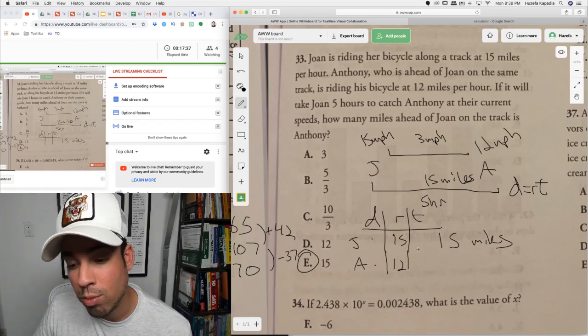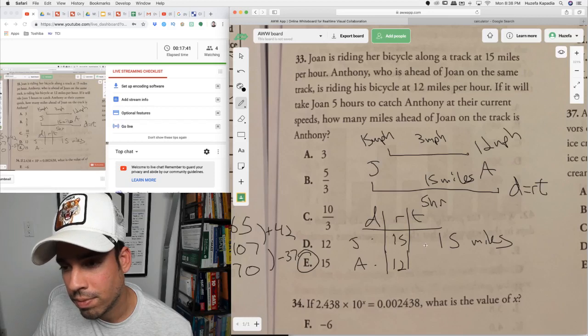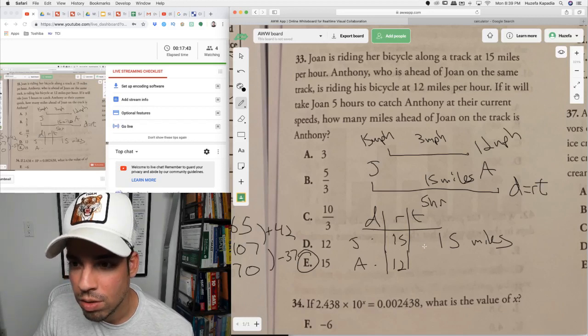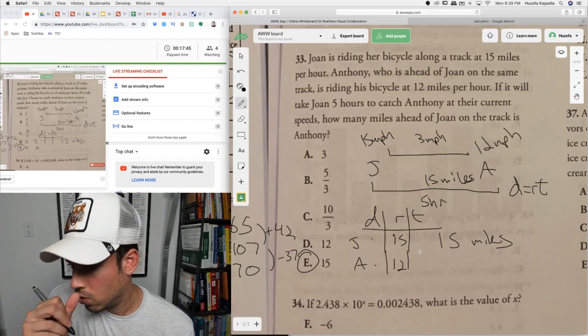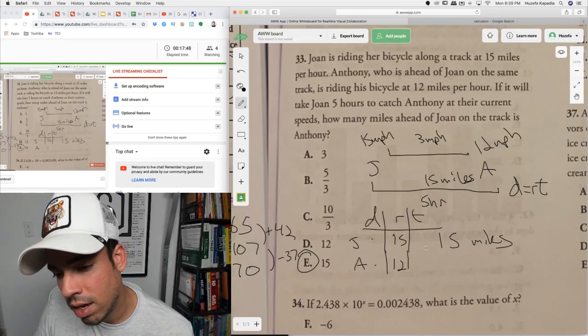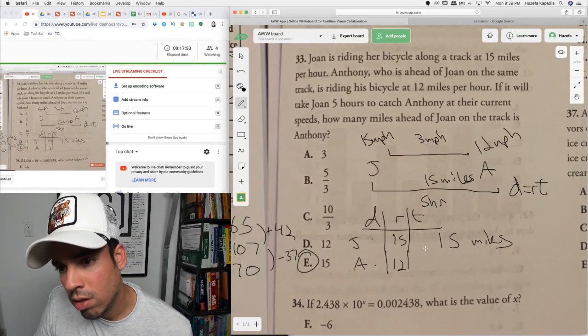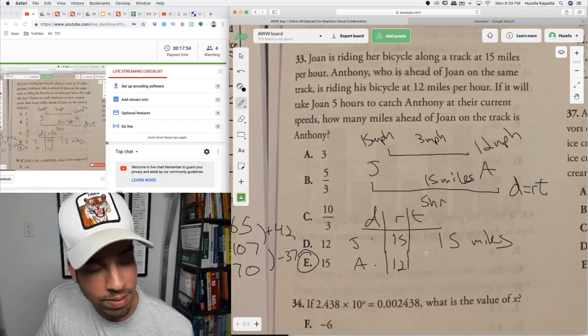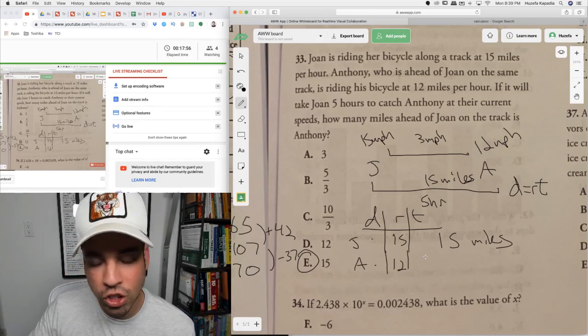We're looking for where their distances are equal, and 15 miles per hour. We'll take Joan. So we could say we don't know how long Joan has been riding. Yeah, you know what? This approach is kind of more confusing.